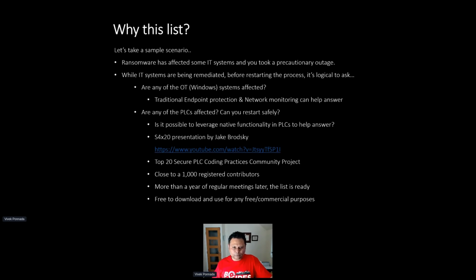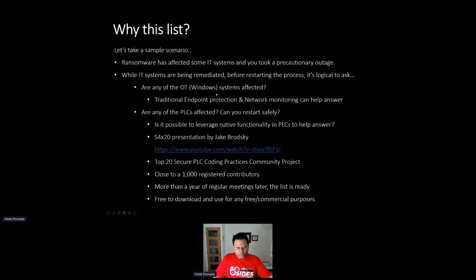This is no different from what happened at Colonial, right? Colonial had some IT billing systems affected and then they shut down the whole pipeline. So you're trying to remediate the IT systems, right? But before restarting the process, it's only logical to ask, have any of these OT systems been affected?